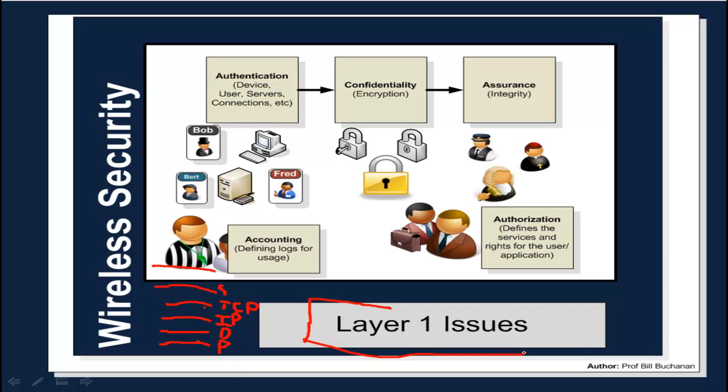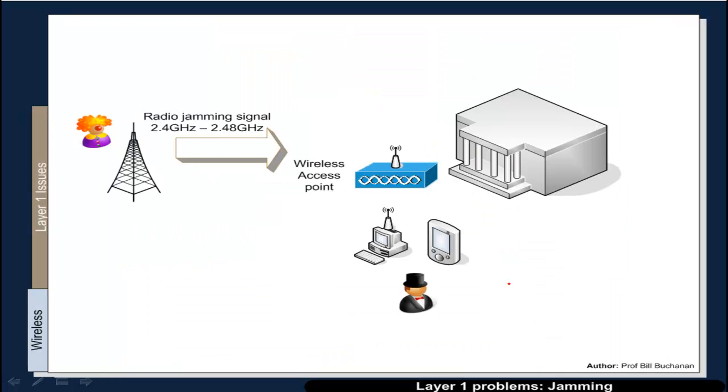To be able to abstract some of the issues related to wireless systems, we'll look at a layered approach. In this case, we'll look at layer 1 issues. These are mainly related to the radio signals that travel through space. One of the major problems that we have is from signal jamming.